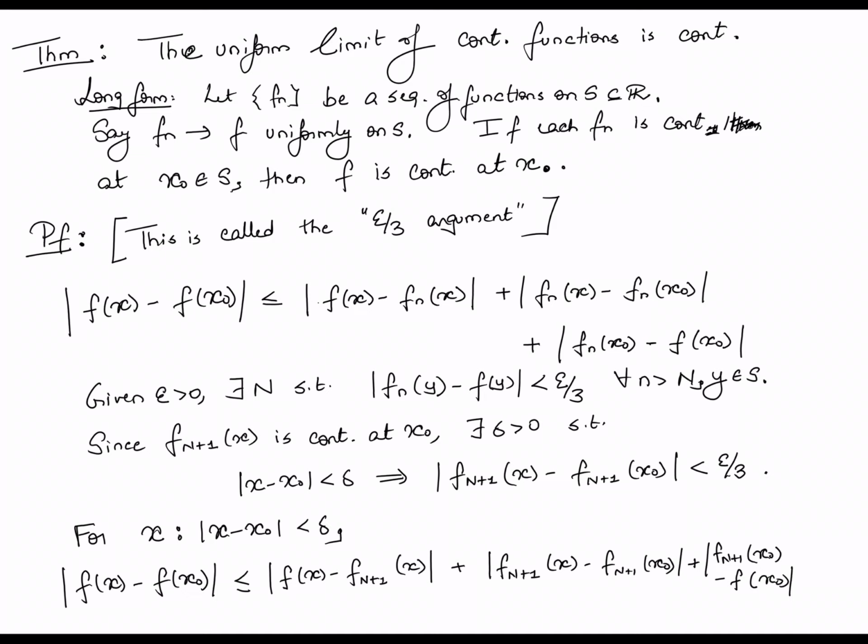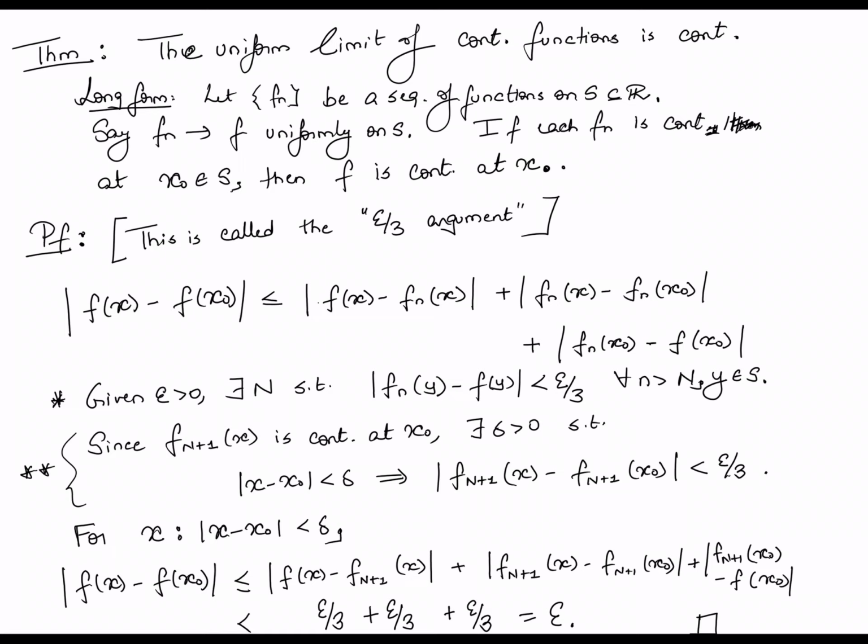Okay, now because of this condition, the first and the third term must be less than epsilon by 3. In one case you're just setting y to be x, in the other case you're setting y to be x naught. And the second term is in fact less than epsilon by 3 by this condition. So overall you are less than epsilon, right, and that completes the proof.